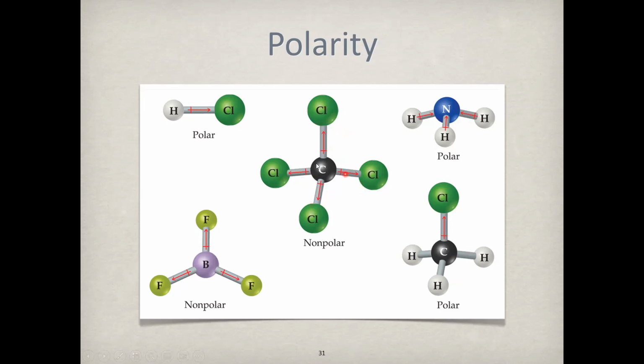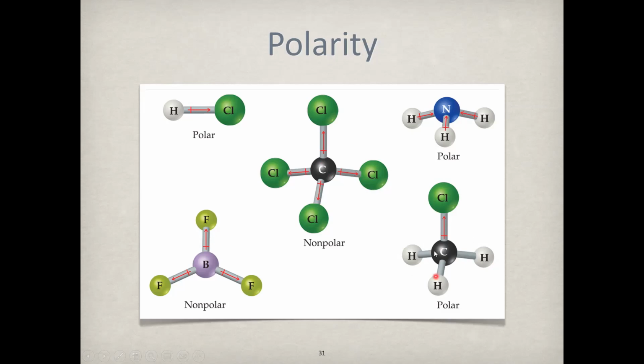All of these are chlorines. We have no lone pairs on that carbon. So each of these would be able to spread out as much as possible. And then each of these bonds would actually cancel each other out. We'd wind up with an overall dipole moment of 0. That's why we'd consider this to be nonpolar, even though each of these bonds is polar.